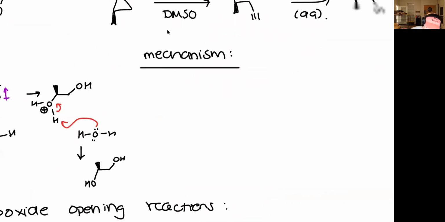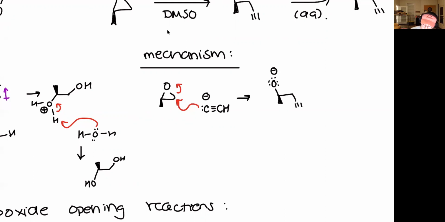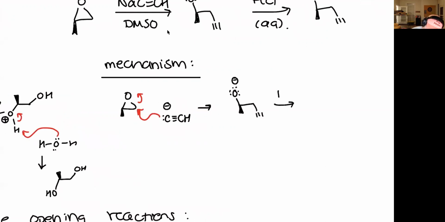And so the mechanism here is we don't need an acid catalyst. So we just have the nucleophile attack. And like I said before, it attacks at the less substituted side. And we want to conserve charge. We started with a negative. The negative should be on the oxygen. And then we go ahead with our acid workup step.